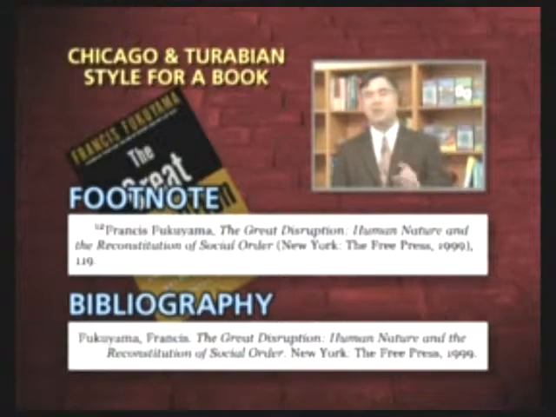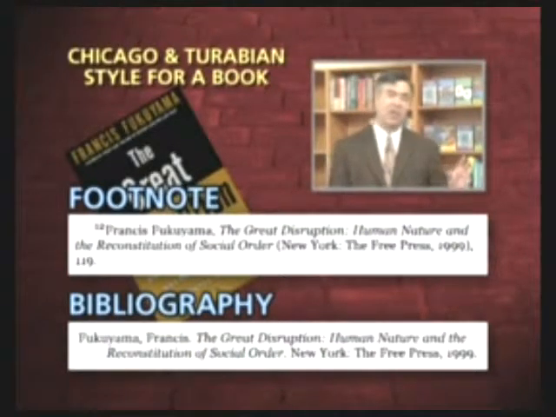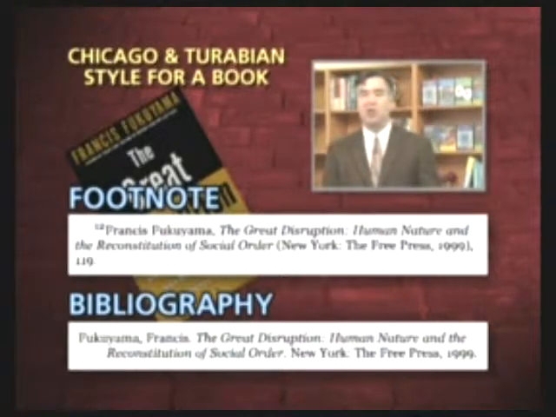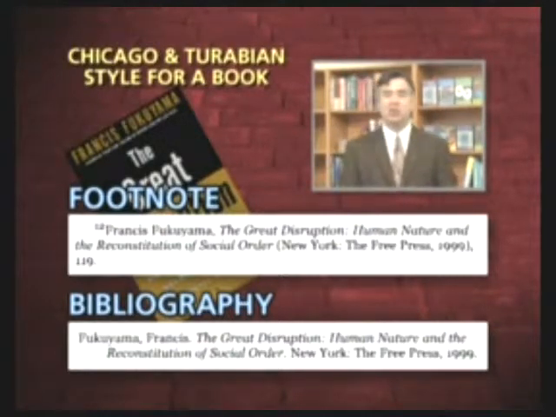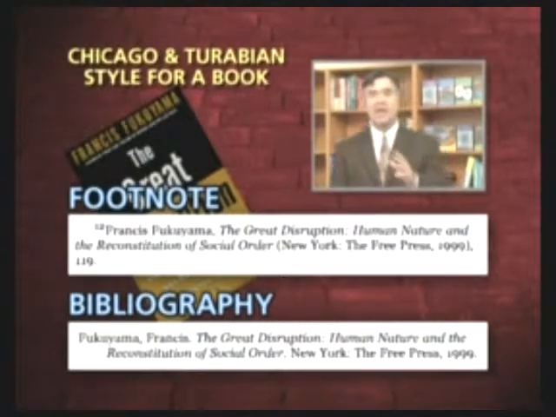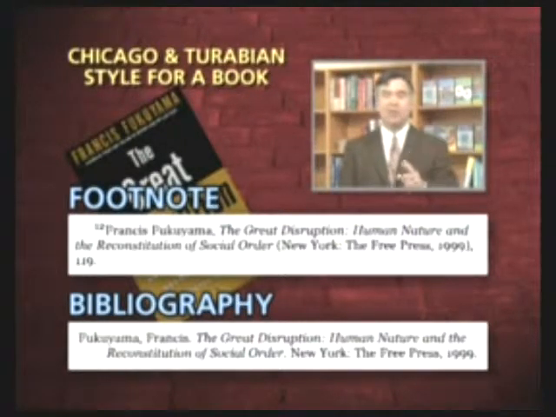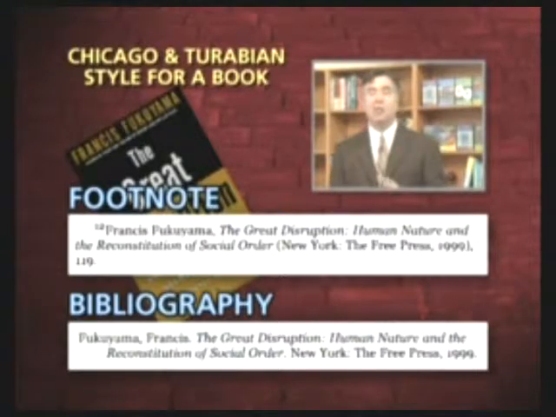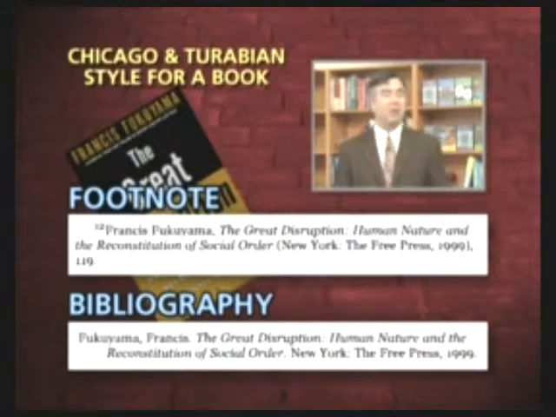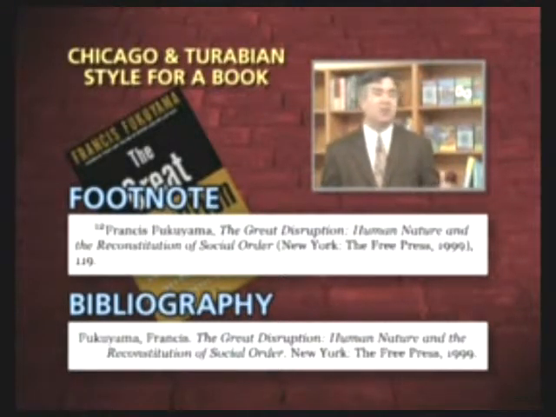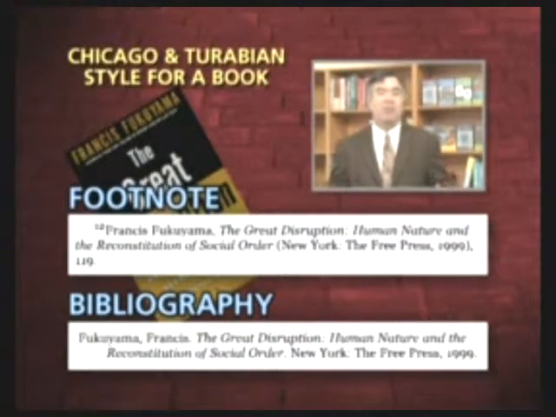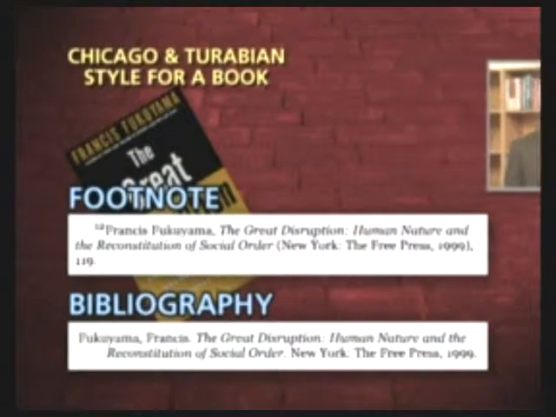Fukuyama, comma, Francis, period. Notice the author's last name appears first. Then the book title, The Great Disruption, colon, Human Nature and the Reconstitution of Social Order, period. Now the publication data with no parenthesis. New York, colon, The Free Press, comma, 1999, period. In this case, no page numbers or chapter listing is given because the author of this particular paper referred to the entire book in doing research for the paper.